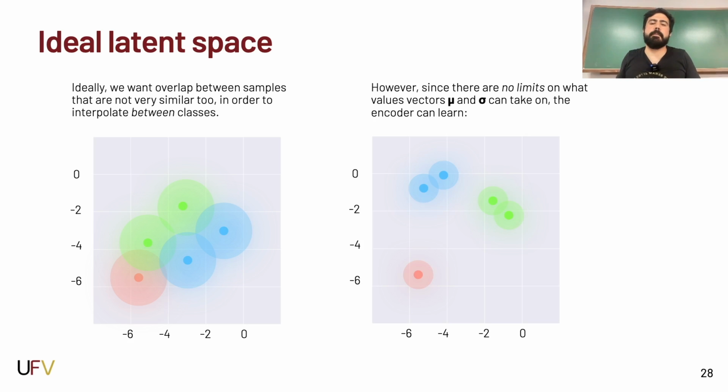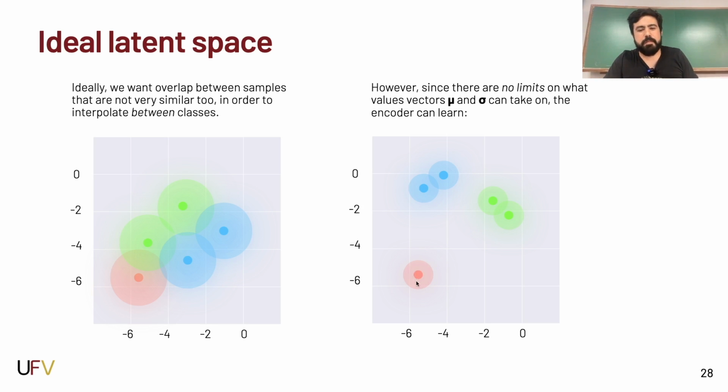But that's not what happens if you just try to reconstruct your data. If you use a reconstruction loss, pure and simply, what could happen is something like this. The key point here is that if you just let the model learn the mu's and sigmas, there are no boundaries. There are no limits to the means and the sigmas. So it could just put them anywhere you wanted.